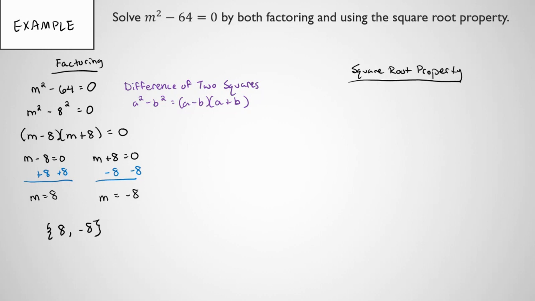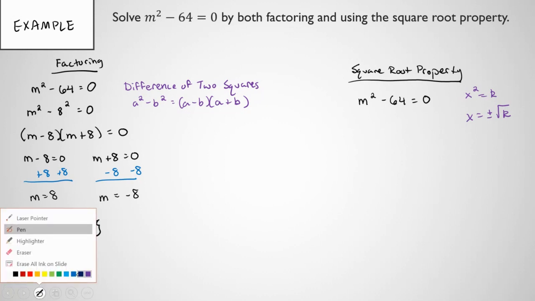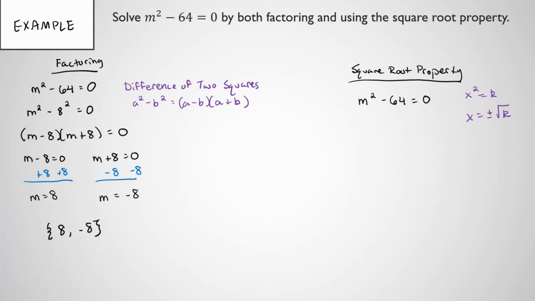So now let's solve this with the square root property. So we have m squared minus 64 equals 0. The square root property says that if you have x squared equals k, then x is equal to plus or minus the square root of k. So we have to put our equation into the form where we have something squared equals a number. So I have my m squared. I want to get that by itself. So I need to move the number to the other side. So I'm going to add 64 to both sides. That gives us m squared equals 64.